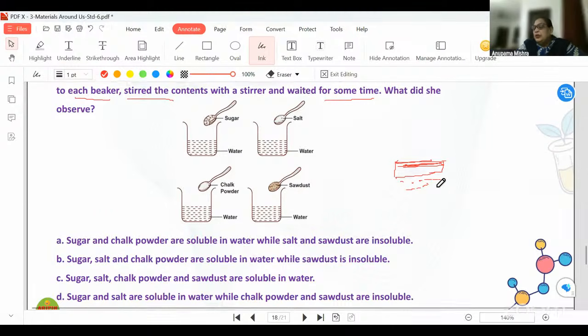Because it is oil. Which question number? Karishma, which question are you talking about?